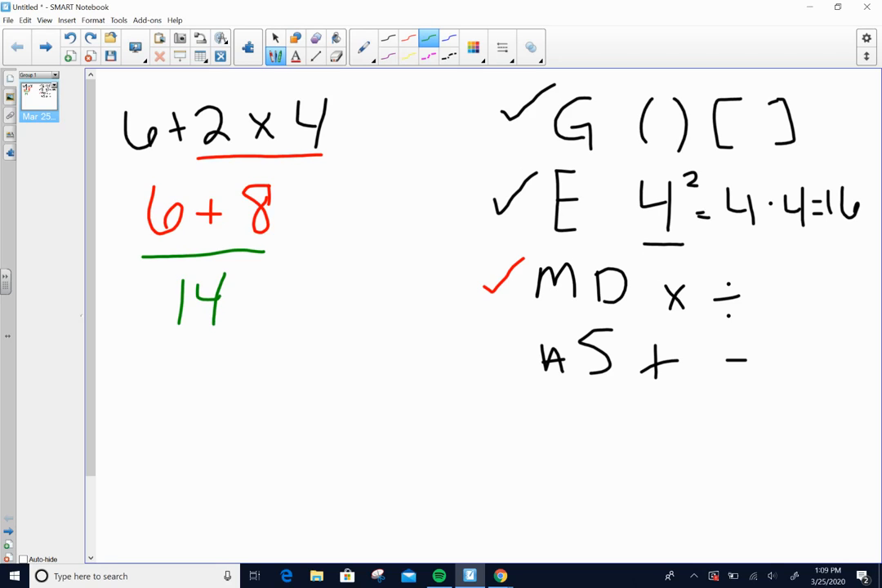So that would be my final answer. There's no other addition and subtraction left for me to do. I don't have any other operations for me to go through and solve. So I'm done with this problem. That would be my answer. Let's do a couple more.